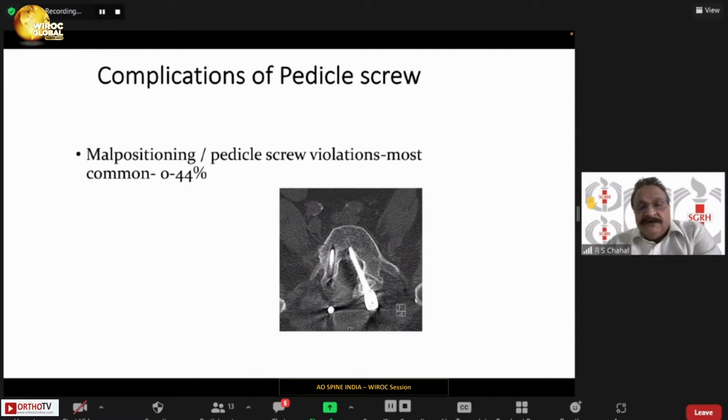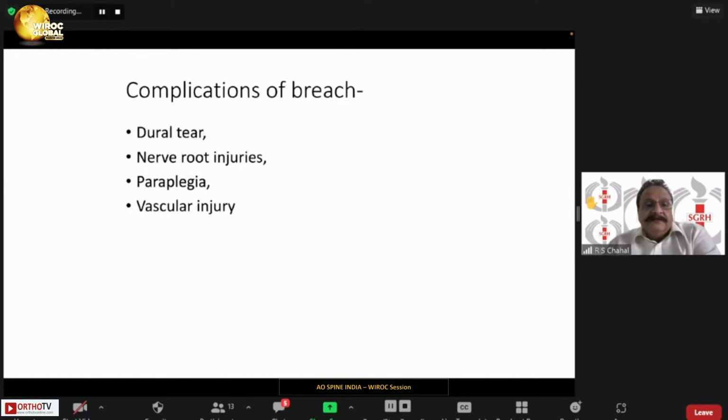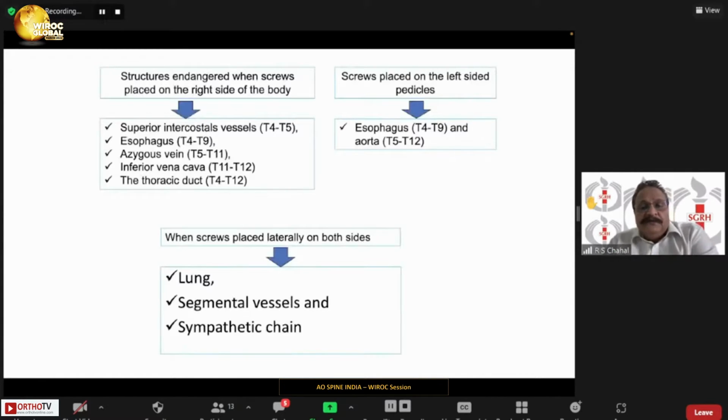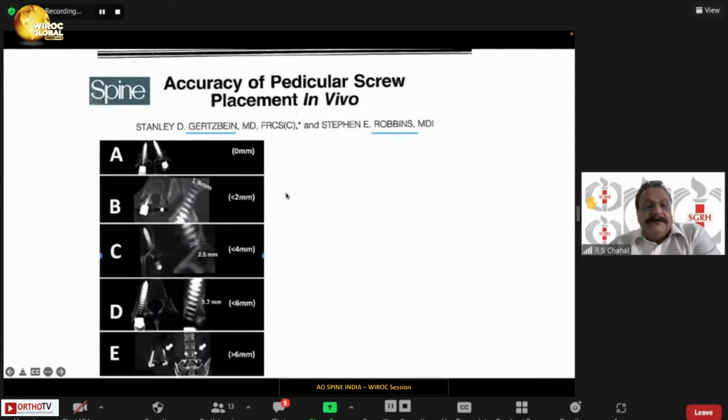So malpositioning or pedicle screw violation is very common. Studies have gone from 0 to 44%. This is a major complication. It can cause dural tear, root injuries, paraplegia, vascular injury. When you put in these screws, the common structures on the right side you injure are the costal vessels, esophagus, the vena cava, thoracic duct, and bilaterally you can injure lungs on both sides, segmental vessels or segmental change.